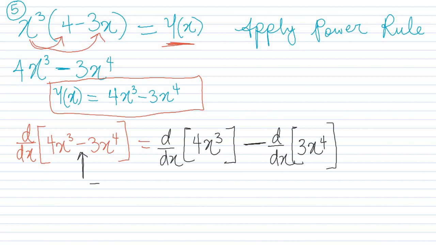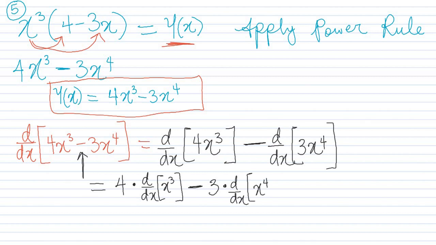So we end up doing 4, which is the constant, multiplied by the derivative of the function, which is x cubed here, minus, we bring out the constant 3 times the derivative of x to the fourth. So x to the fourth. So now that we've done that, we end up with this.